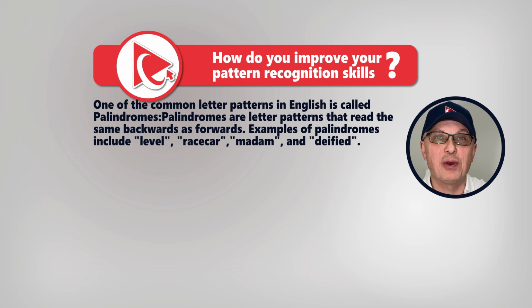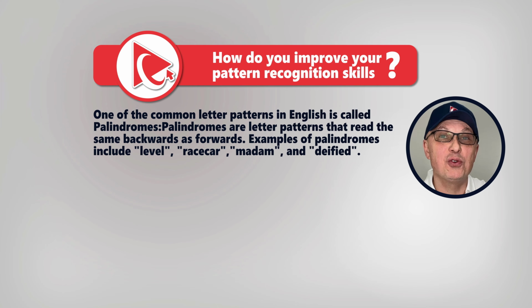One of the most frequent questions we get on this channel is how to improve your pattern recognition skills. This is so important because it's an essential skill to help you pass an employment assessment test. Let me introduce you to one of the most common English patterns called palindromes. Palindromes are a letter-based pattern which allows you to read the same word backwards and forwards. Let's look at some key examples of the words used in the test.